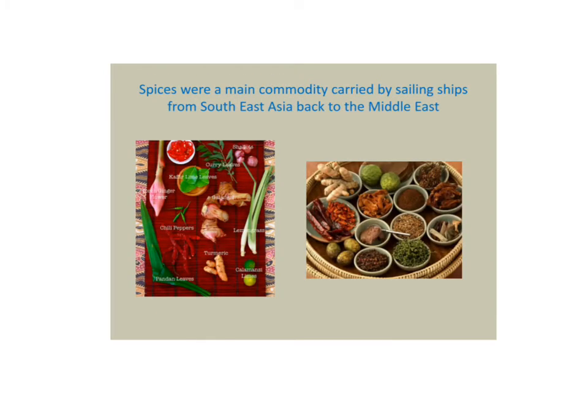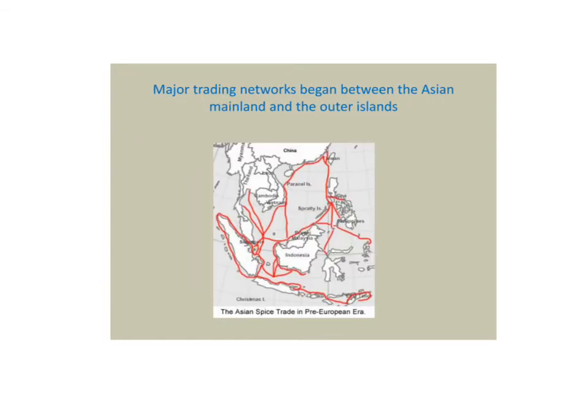Spices were something that were traded between Southeast Asia and the Middle East. There were different spices being traded back and forth. In addition, new trade routes opened up between China and Indonesia. You can see some of those routes right here as they are able to traverse the different seas.